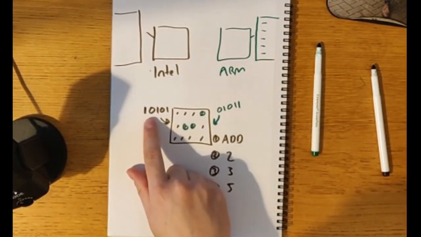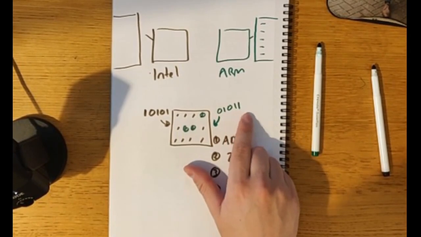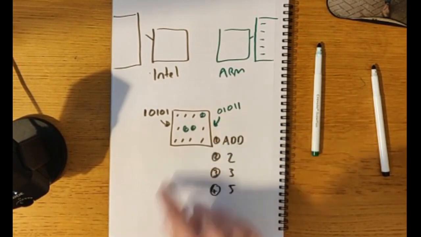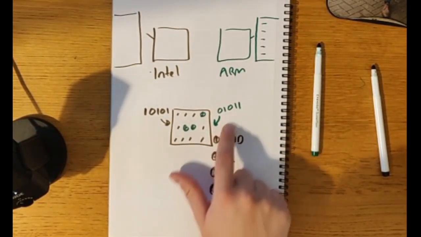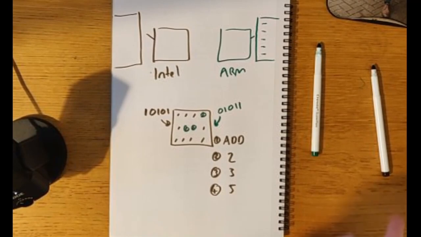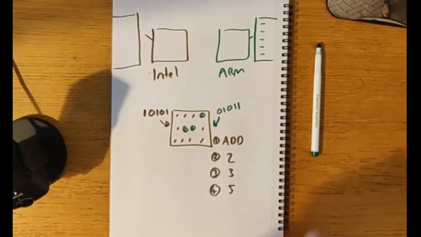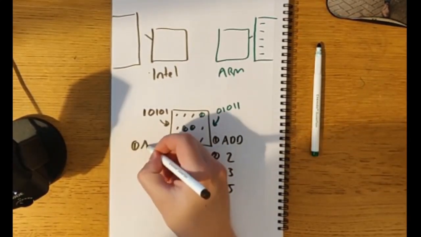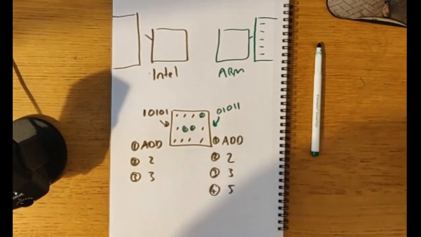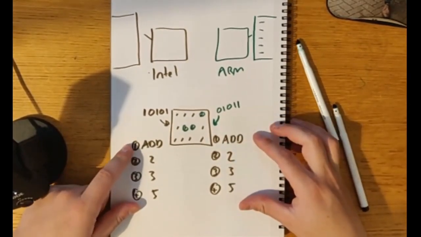Let's say this side here is the ARM processor. Let's say this bit pattern 01011 represents, I want you to perform an addition. We send this code to the processor, and because it's ARM, it knows that 01011 means I'm going to give you two numbers to add together. However, on the Intel side of the house, we send 10101 to the processor, but that also means addition. We send a second number, which is 2, a third number, which is 3, and it sums them together and produces 5.